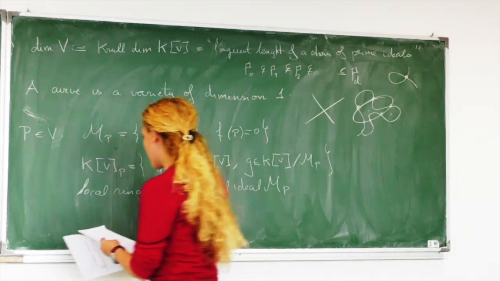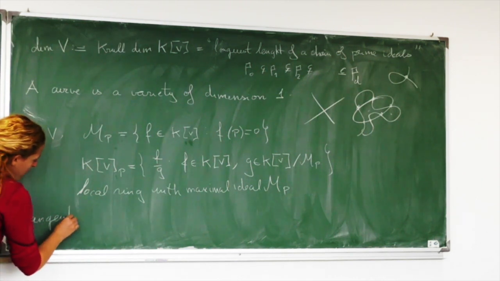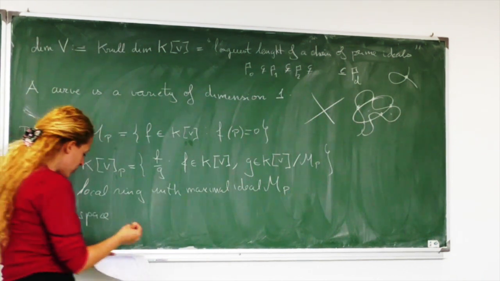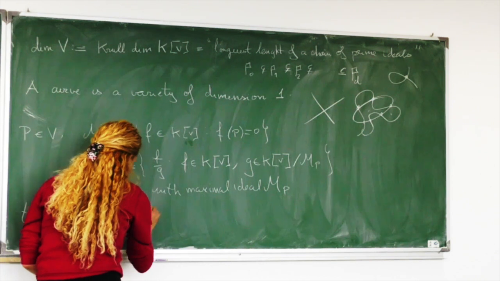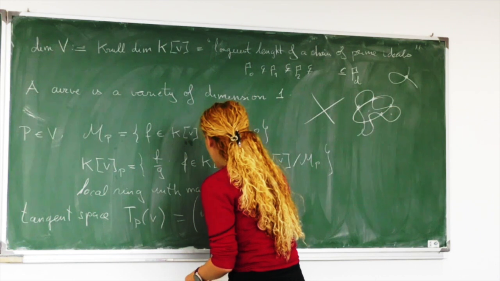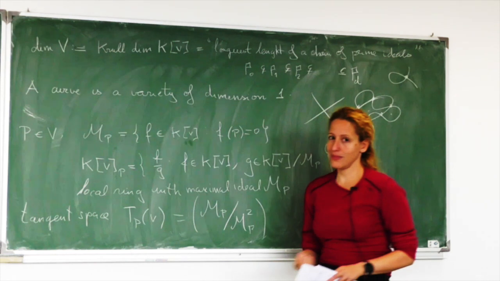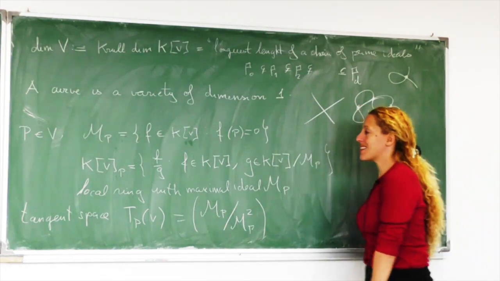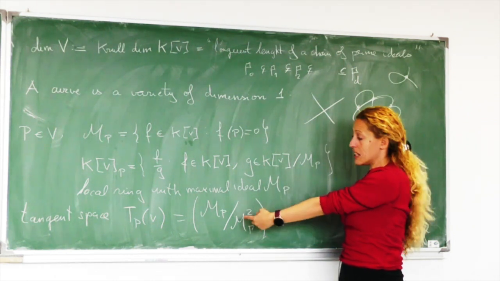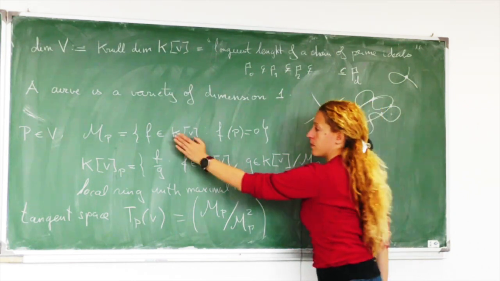And now I give the definition of the tangent space of the variety at that point, so T_P V, to be equal to the dual of this. So this looks complicated, I know. This is a quotient of this ideal by the square of the same ideal. So this thing happens to be a vector space over K.